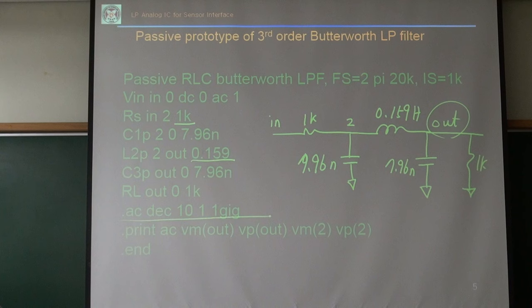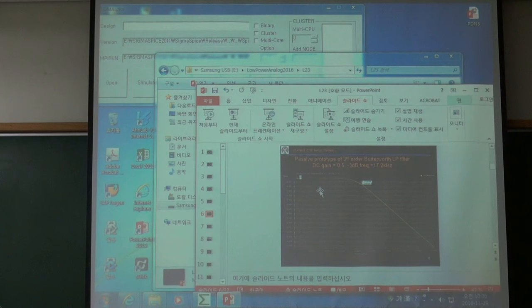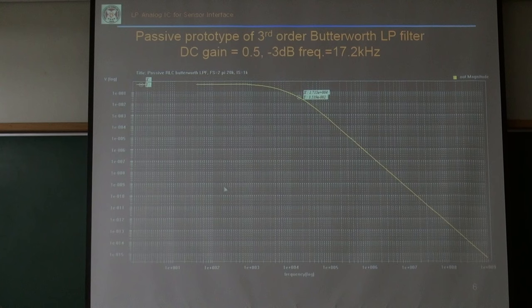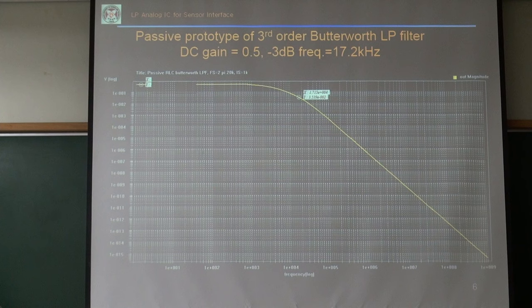Let's look at that. Do I have the output? Oh yeah, I have output there. Let's just look at this one. If you simulate it, I can find my DC gain is around 0.5 here, and then the minus 3 dB bandwidth is around 17 kilohertz. Yeah, close to 20 kilohertz, right?